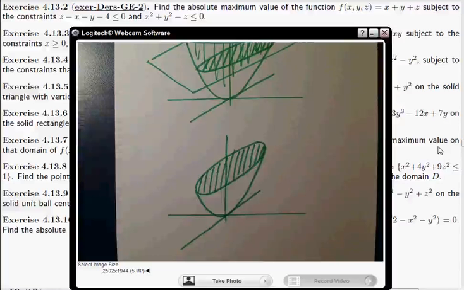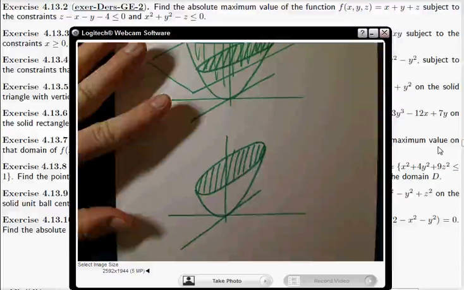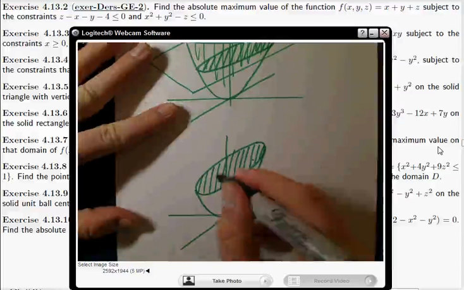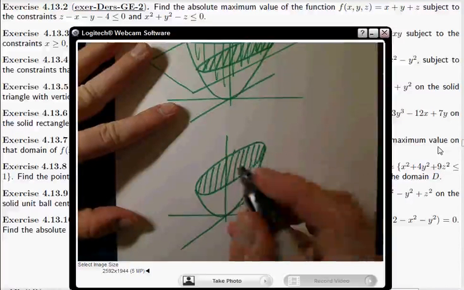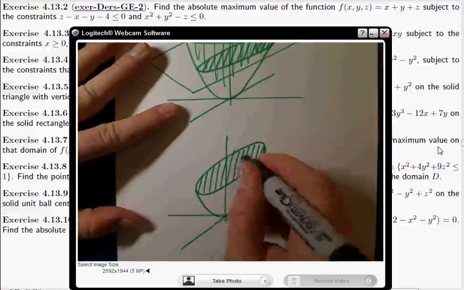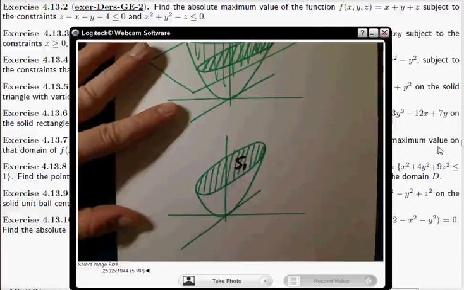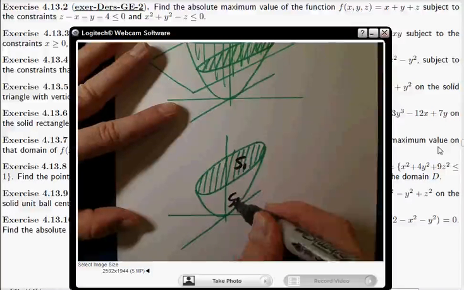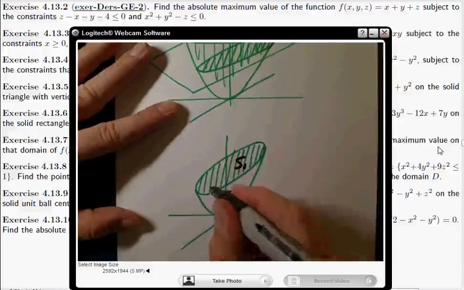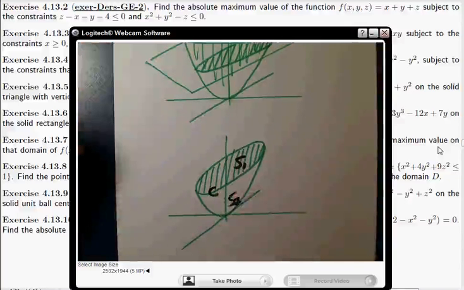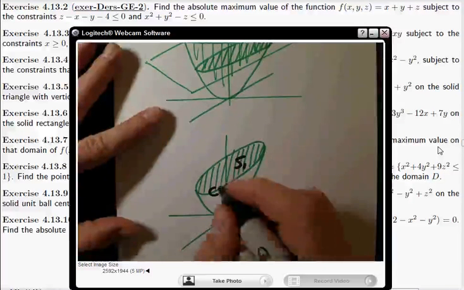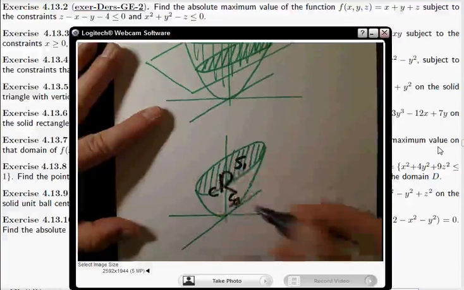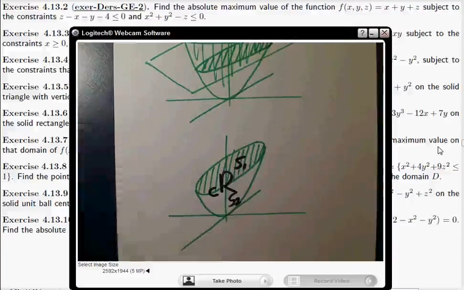Now, having the picture, I claim I can break this up into 4 chunks. There's this flat top surface that I'll call S1. Then there's the curved paraboloid surface on the bottom, which I'll call S2. There's also the curve where they intersect. And then of course there's the solid region R on the inside. So there are going to be 4 separate little optimization problems here.